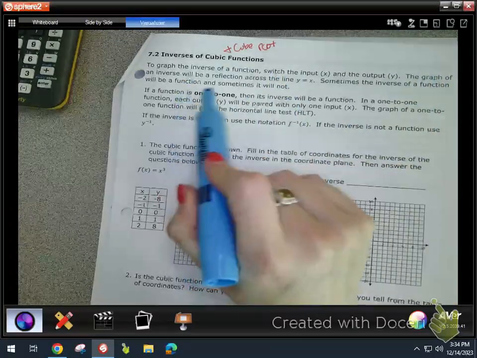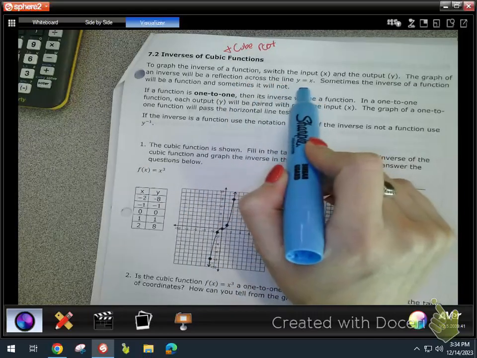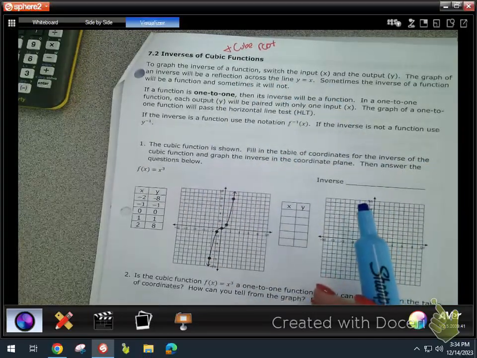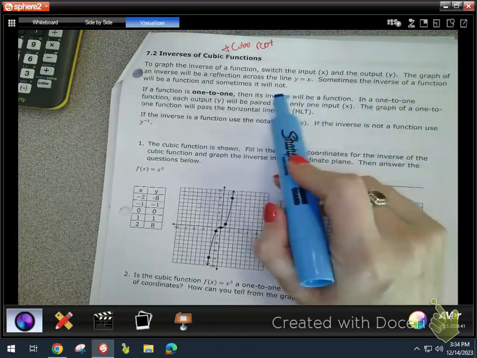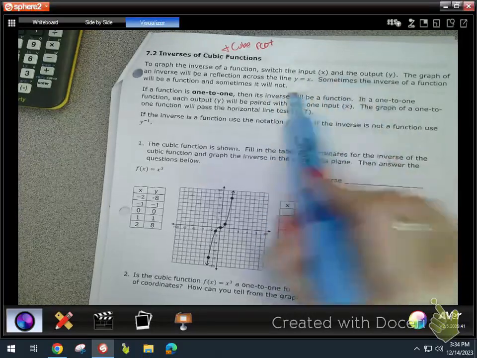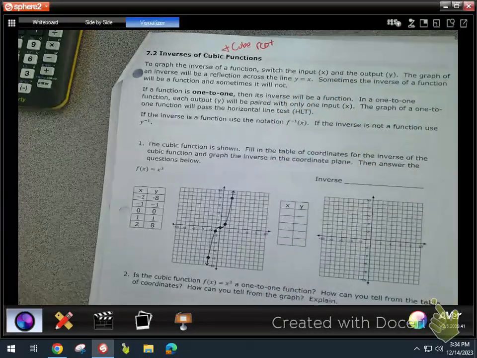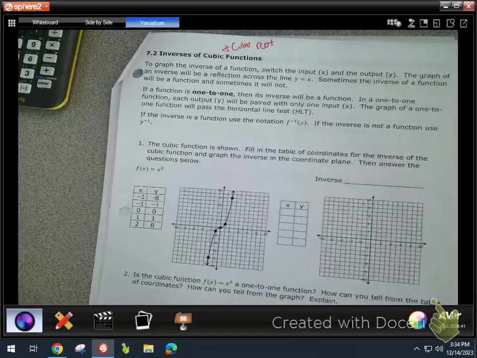Graphically, if you were to graph these, the inverse graph will be a reflection over the line y equals x. So they just are flip-flopped over the linear parent function. And then sometimes the inverse function will be a function, sometimes it will not. That's why we're splitting this into 2 separate days. Today we're going to live in inverse is always a function. Next class, it's not. So we're going to have to fix it.